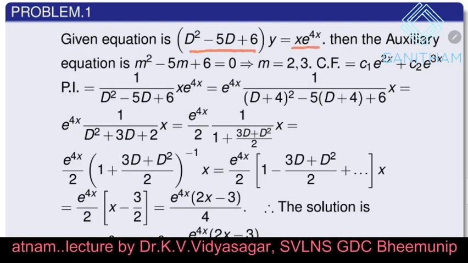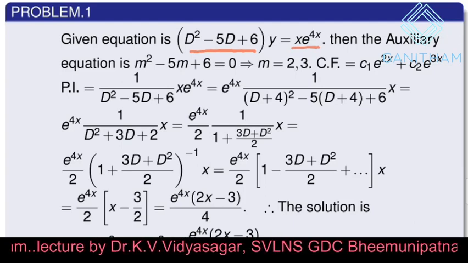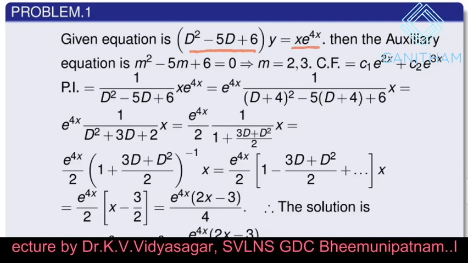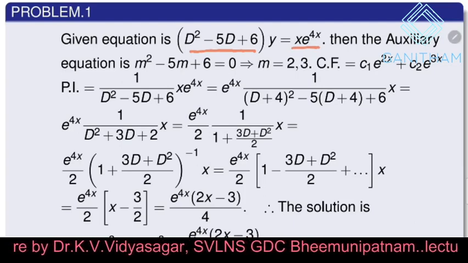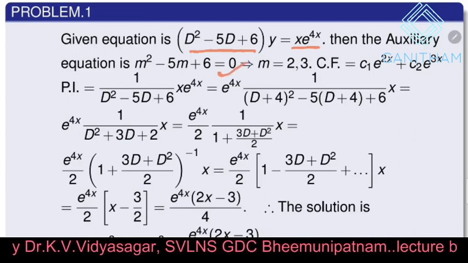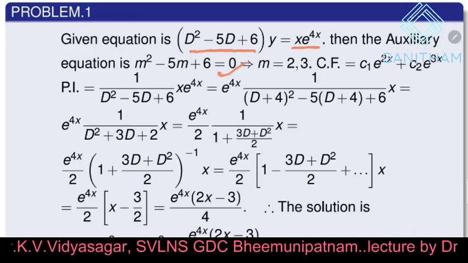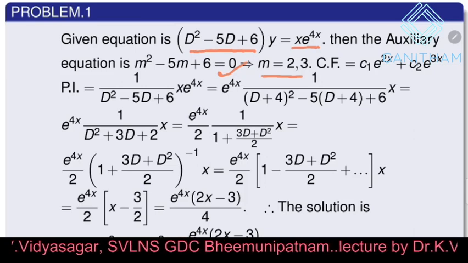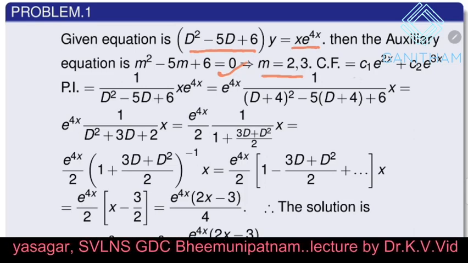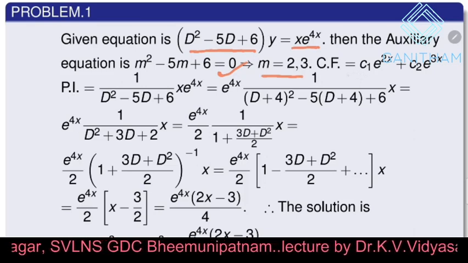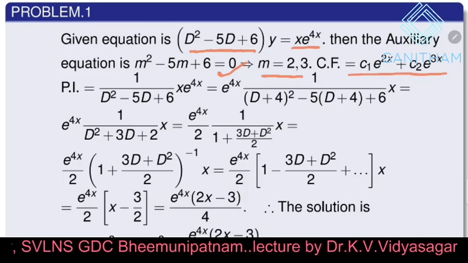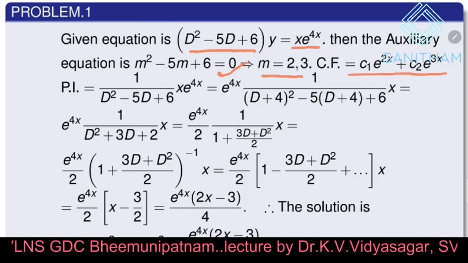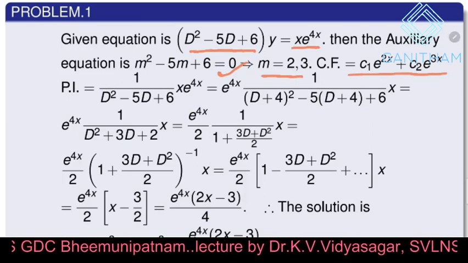Then the corresponding auxiliary equation is f of m equals 0, that is m square minus 5m plus 6 equals 0. Therefore, the roots are 2 and 3. The roots are real and distinct. Then the complementary function is c1 e to the power of 2x plus c2 e to the power of 3x.